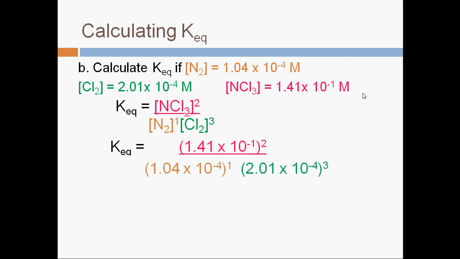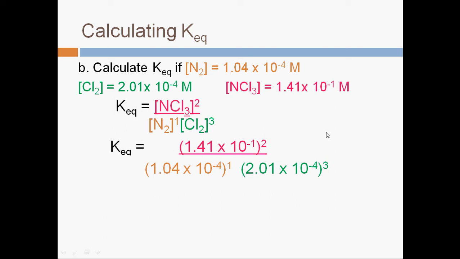And now I'm just going to plug in the numbers given to me. Each of those different concentrations just goes right in there. Okay, so for NCl3, I put that in. For N2, and for Cl2, the same. Just plug and chug. All right.